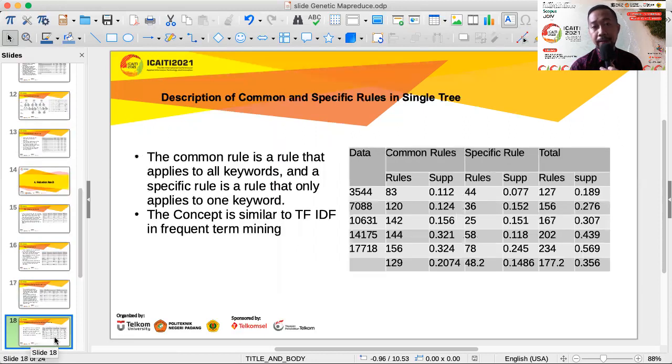So next is a description of common and specific rules, which is a similar concept to TF-IDF, but used in genetic programming for text classification. The common rule is a rule that applies to all keywords, and a specific rule is a rule that only applies to one keyword, or one label. So we can see there is more common rule in there.